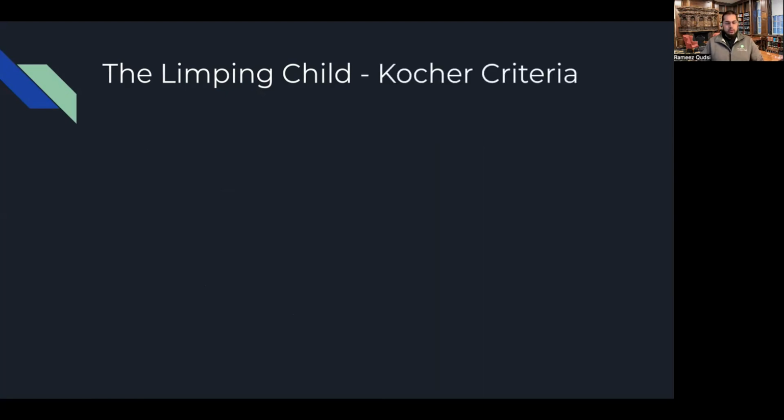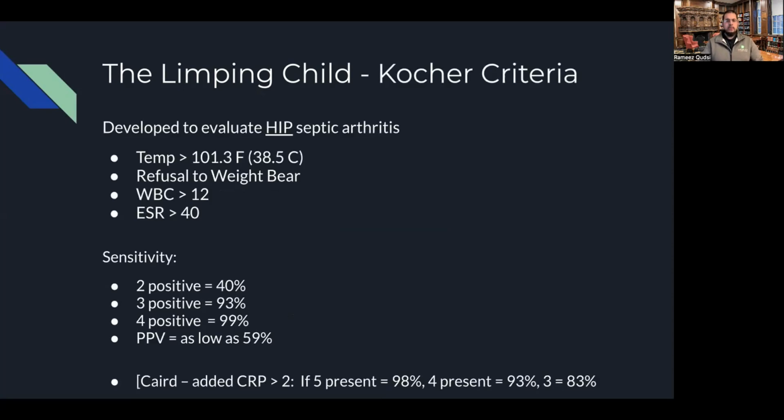We all may have heard about the Coker criterion. This is certainly internationally used, and I want to just point out that it was developed to evaluate specifically hip septic arthritis. It was used to distinguish or try to distinguish between a hip septic arthritis, which would need obviously an urgent intervention, versus other things like transient synovitis or just pain or trauma or incidental findings. The criterion are a temperature greater than 101.3 or 38.5 Celsius, refusal to weight bear, white count greater than 12, and ESR greater than 40.